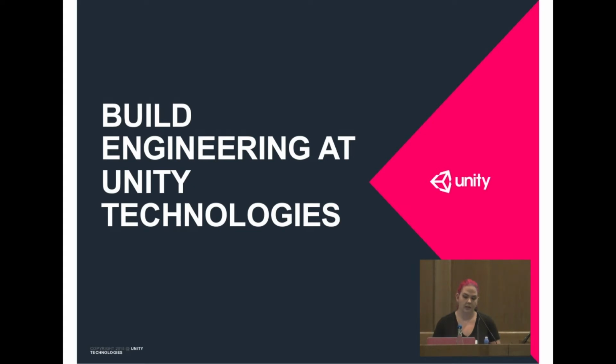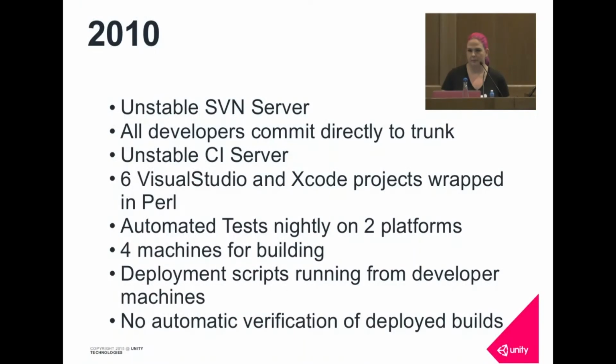In 2010 when I started, as I mentioned, we were still very much in startup mode. And this is what I had to work with. We had a very unstable Subversion server. It suffered regularly from corruption. The coffee machine also didn't work, so there was a label on the coffee machine saying powered by Subversion. We had a workflow where all of our developers just committed directly to trunk, which meant that various targets were often broken on one platform or another.